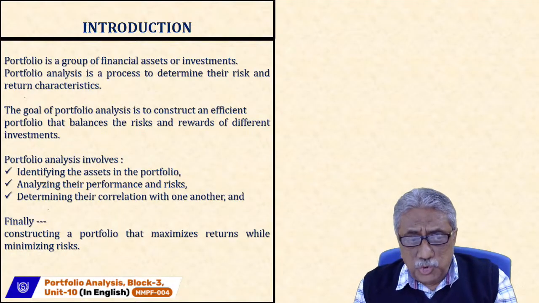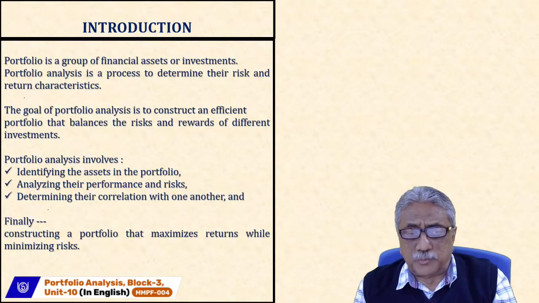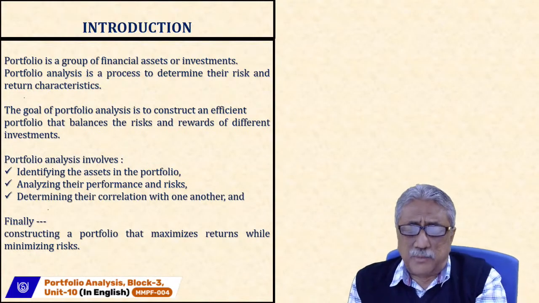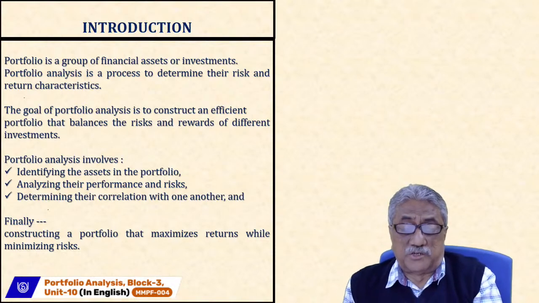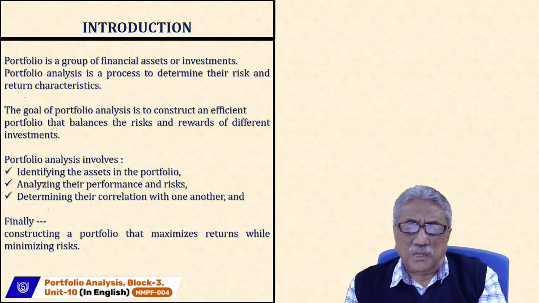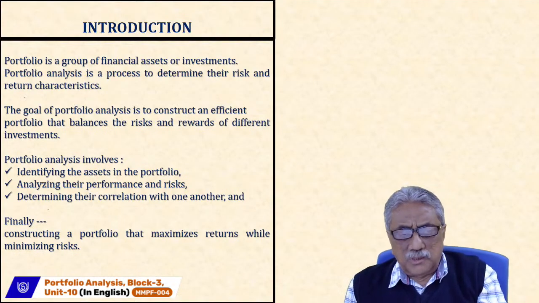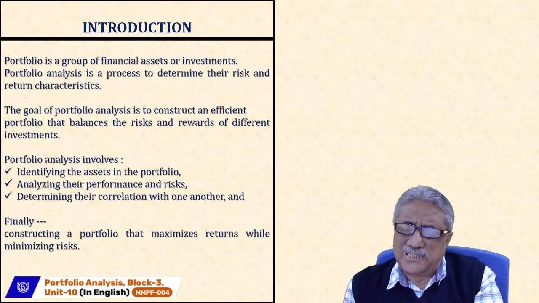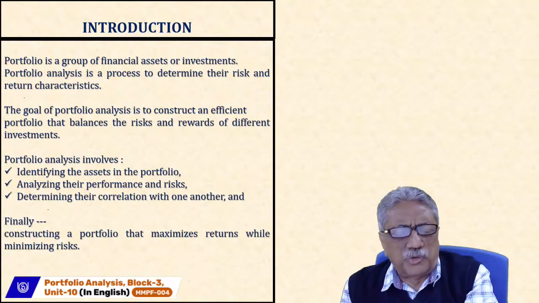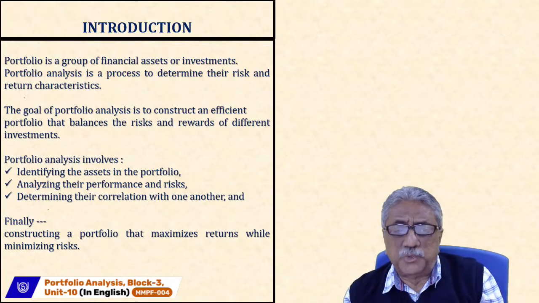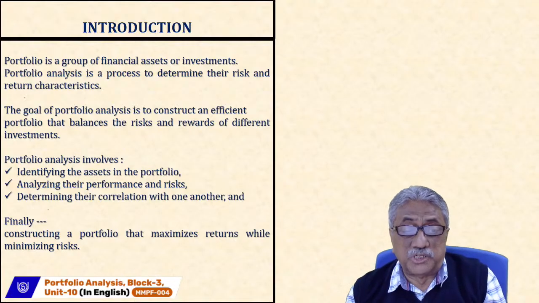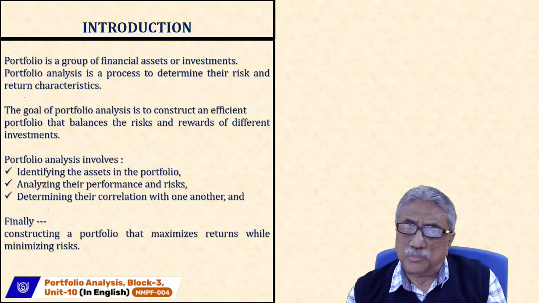Third is you determine the correlation with one another. Suppose you have a stock of Tata Steel, you have a stock of Nestle. Nestle means which makes Cerelac, Nescafe, etc. Now, you may find when the market is doing well, Tata Steel is doing well, Nestle is also doing well. But when the market is not doing well, Nestle being a necessity product is not doing so badly, but Tata Steel is not doing very well. So the correlation between the two equity investments, stocks, securities, you have to work it out.